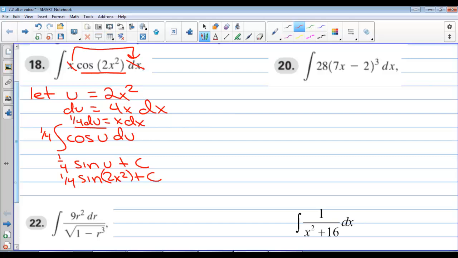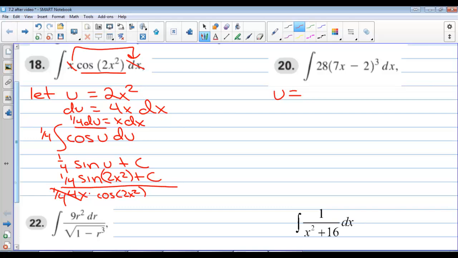And imagine what you do if you took the derivative. It says, show that it works by differentiation. Show that it works by taking the derivative. All right, you don't have to do this, but we'll do it. The derivative of sine is cosine of 2x squared times 4x. Well, that 1/4 cancels out the 4, and you get the x cosine of 2x squared. Yeah, it works, right?